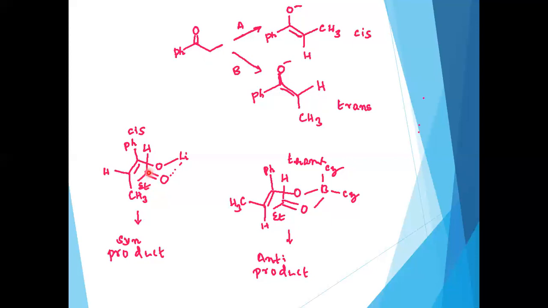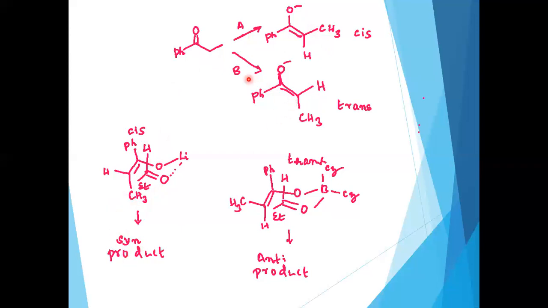So we would always write the smaller substituent of the aldehyde on the axial position, and the other one in the equatorial position. Now in this case, what you should observe is these two hydrogens are on the same side. So it would become a syn product. Or you can also take this CH3 and H are on the same side. So a syn product is formed. When you add a cis enolate to an aldehyde, you will get syn product.